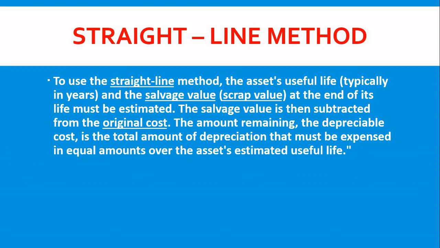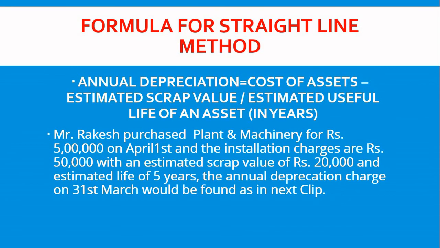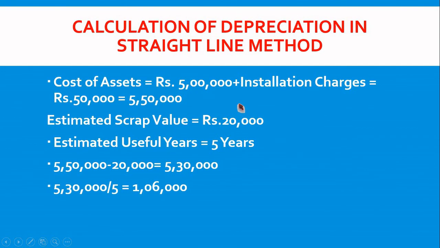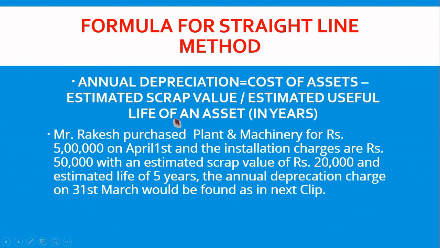Okay friends, now you understand what is straight line method. Now we go for the formula for the straight line method. See here, annual depreciation equals cost of asset minus estimated scrap value divided by estimated useful life of an asset, that is in years.